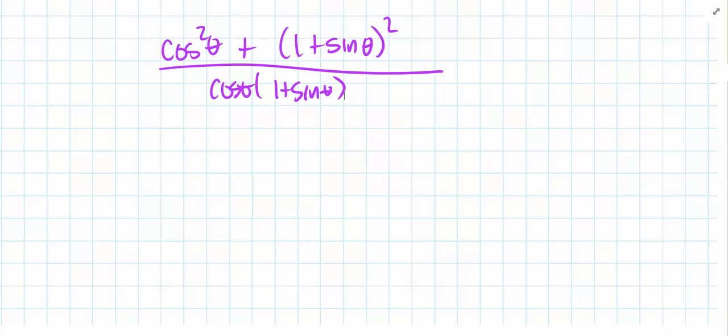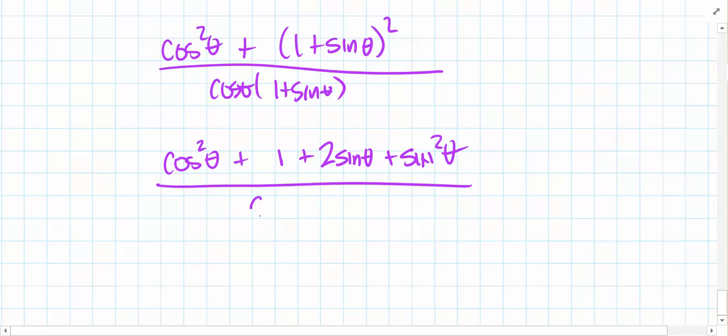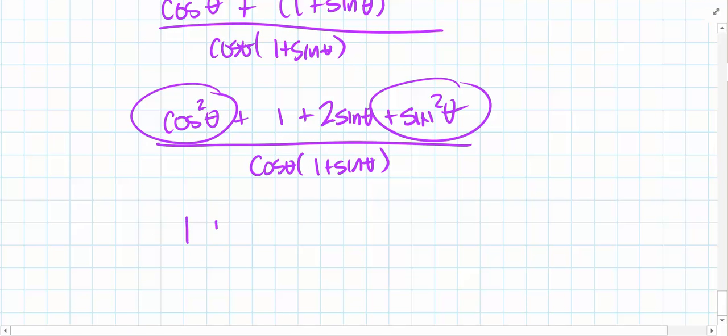Then you FOIL the 1 plus sine theta. All right, so we're going to have cosine squared theta plus, this is going to be 1 plus 2 sine theta plus sine squared theta. That's probably the hardest part, I think, seeing that. And then all over, where were we at? Cosine theta times 1 plus sine theta. All right, pick it up from there. And then you can add the cosine squared theta to the sine squared theta. So this piece and this piece equals what? 1. Very good. 1 plus 1 plus 2 sine theta, which is 2 plus 2 sine theta.